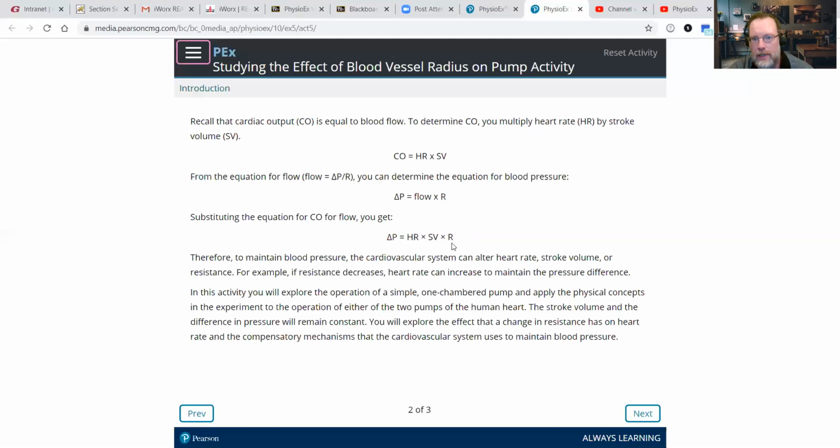Okay, so if we increase diameter, we decrease resistance. So what we're going to be doing is increasing the diameter. That's going to cause a decrease in the resistance. If the tube is bigger around, there's less resistance. So we're going to see a decrease in resistance, and to compensate for less resistance, we're going to see the heart rate increase. Okay, so keep an eye on that.